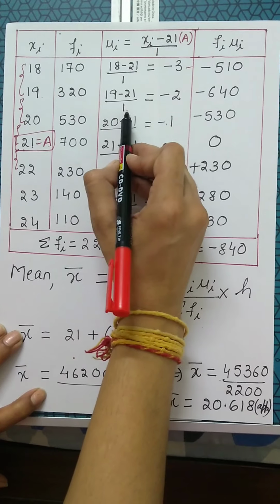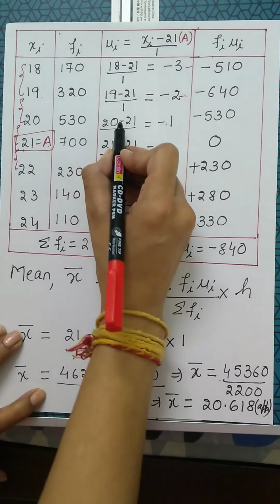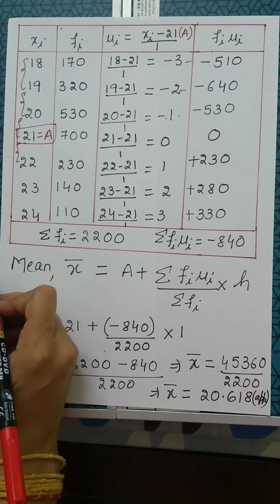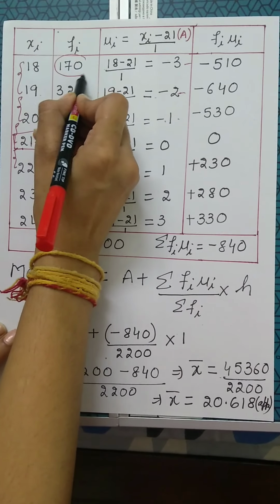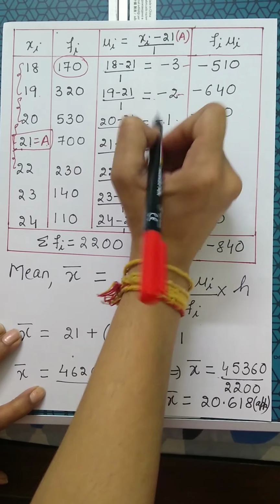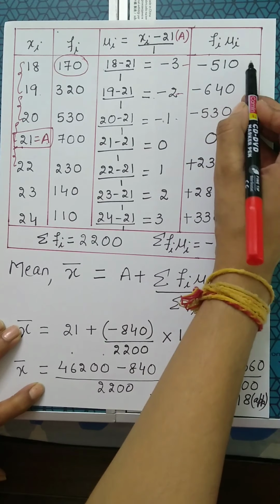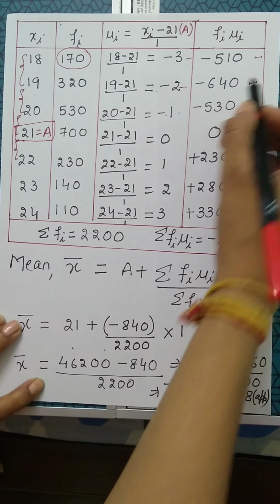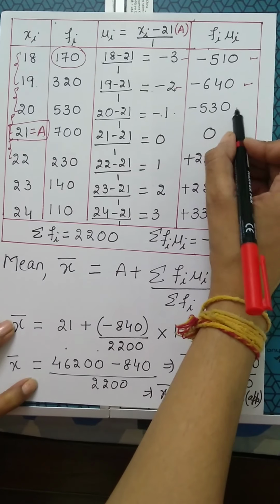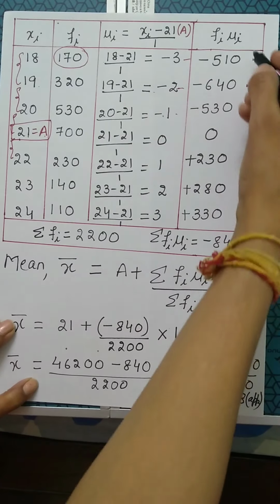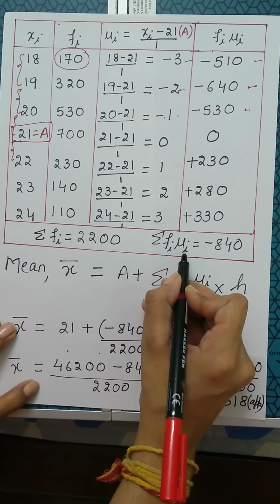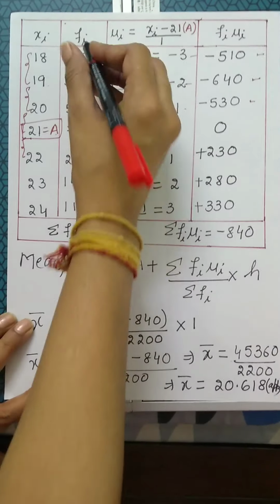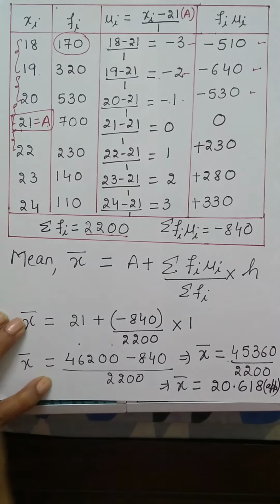19 minus 21 upon 1, that is minus 2. 20 minus 21 upon 1, minus 1. And so on. Now this is fi 170. This is ui minus 3. When I calculate, this is minus 510. Here, for the second term, I get minus 640, minus 530, and so on. When I add, when I find the summation, I get minus 840. Summation of fi is coming out to be 2200.